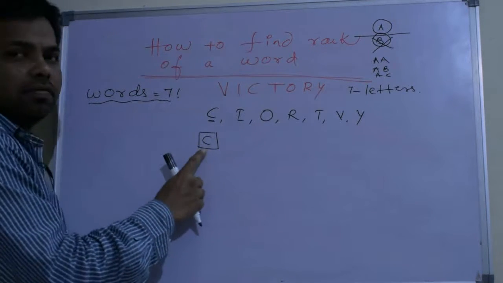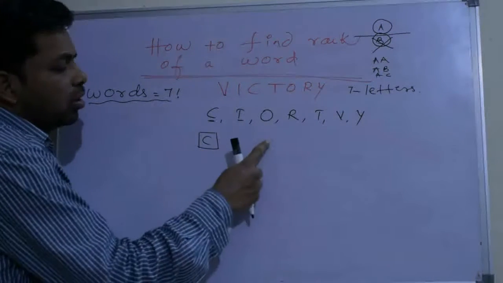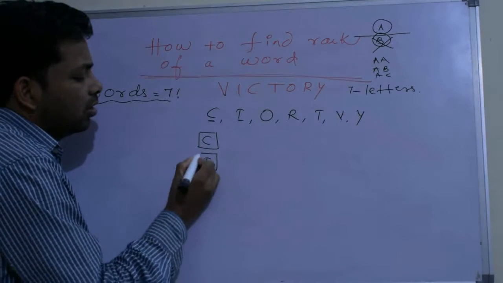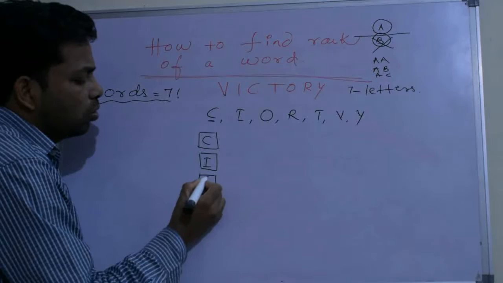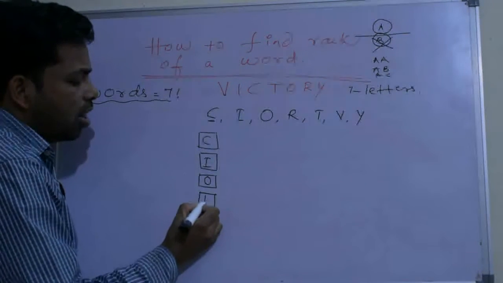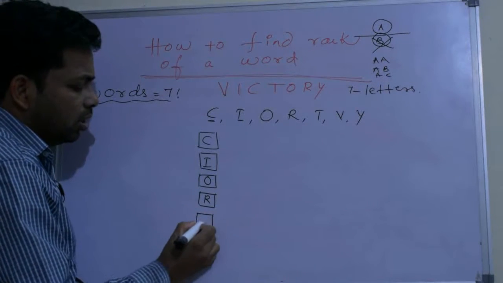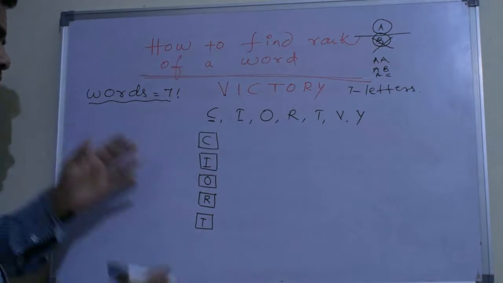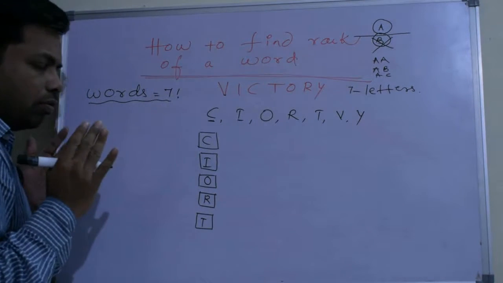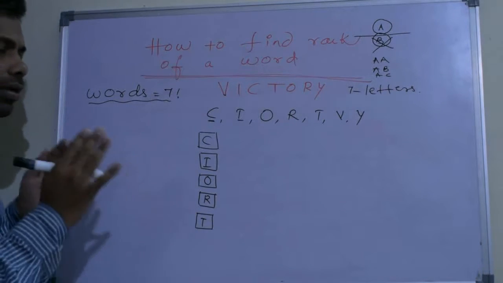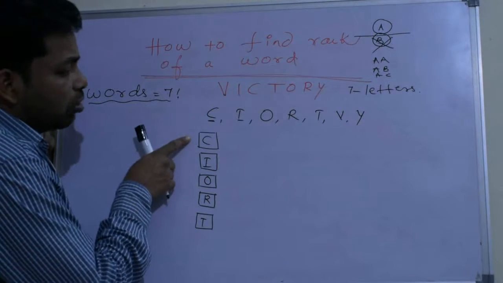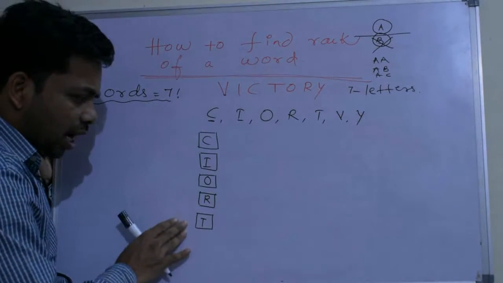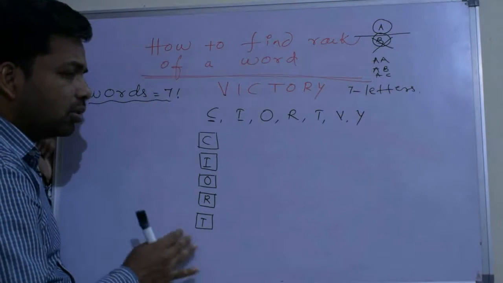So first we count the words that start with C, then the words that start with I, then O, then R, then T. That is a very simple thing, but the idea I am giving you is how to solve such problems. So first you have to count how many words start with C, I, O, R, T. After finishing those, the next letter is V.